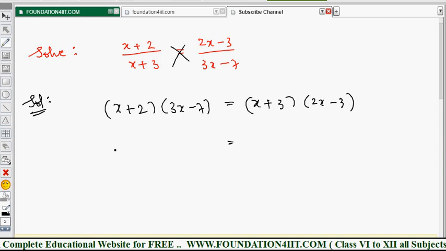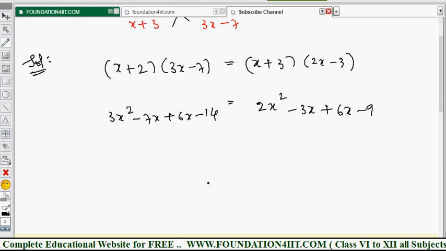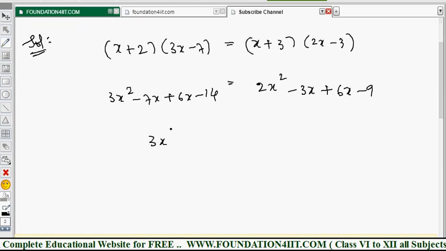So x into 3x is 3x square and x into minus 7 is minus 7x. Again with 2, multiply these both terms. You already know this, 6x minus 14. And here also x into 2x is 2x square and x into minus 3 is minus 3x. Take the first term and multiply both. Take the second term, again multiply these both. So this is 6x minus 9. If you simplify more, 3x square minus x minus 14 is equal to 2x square plus 3x minus 9.